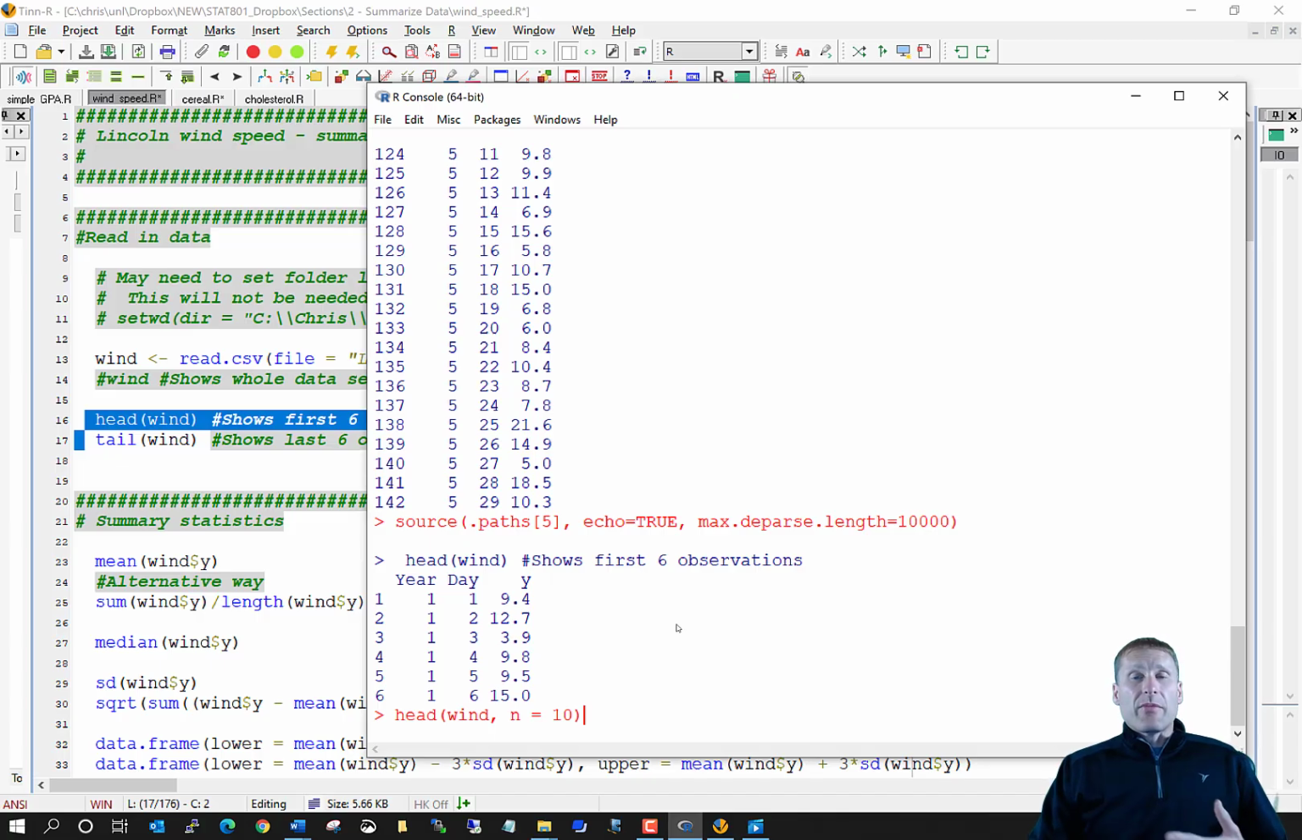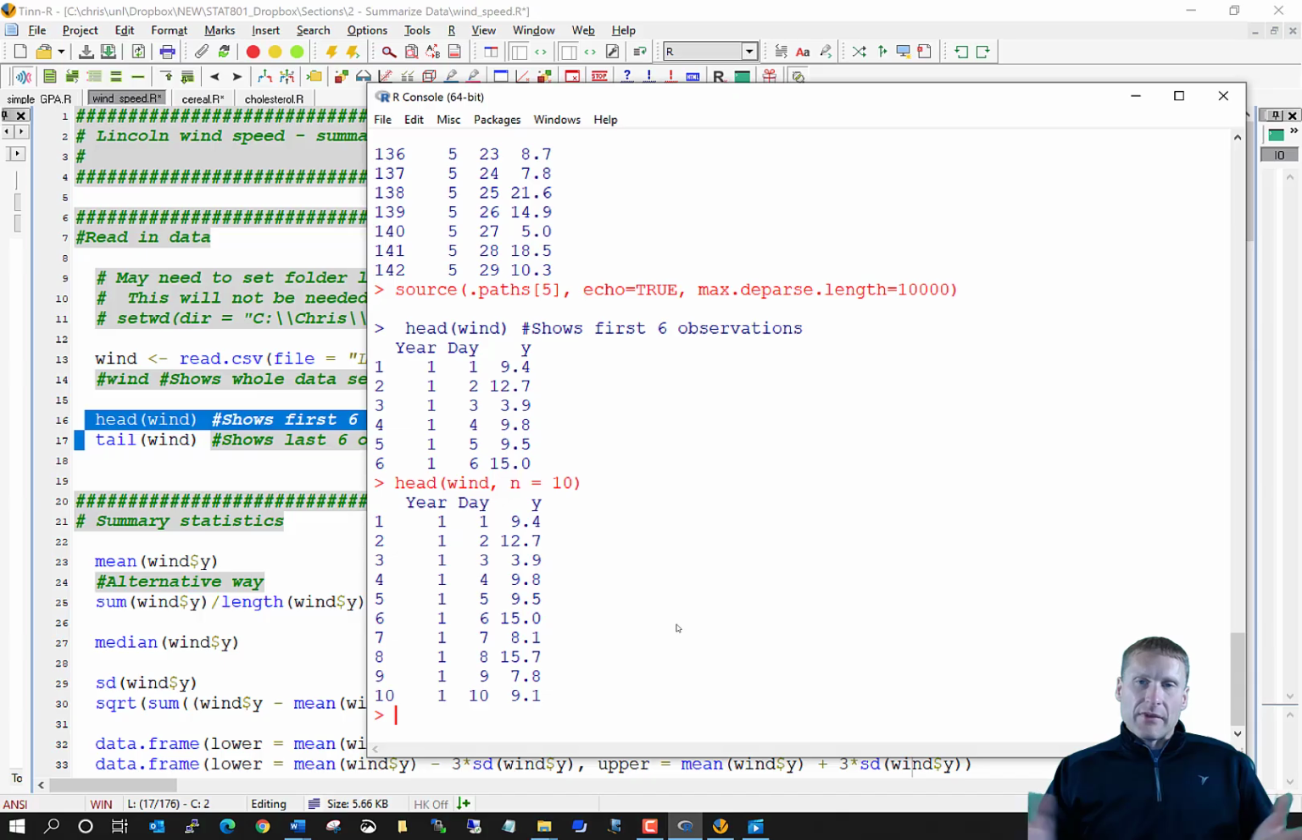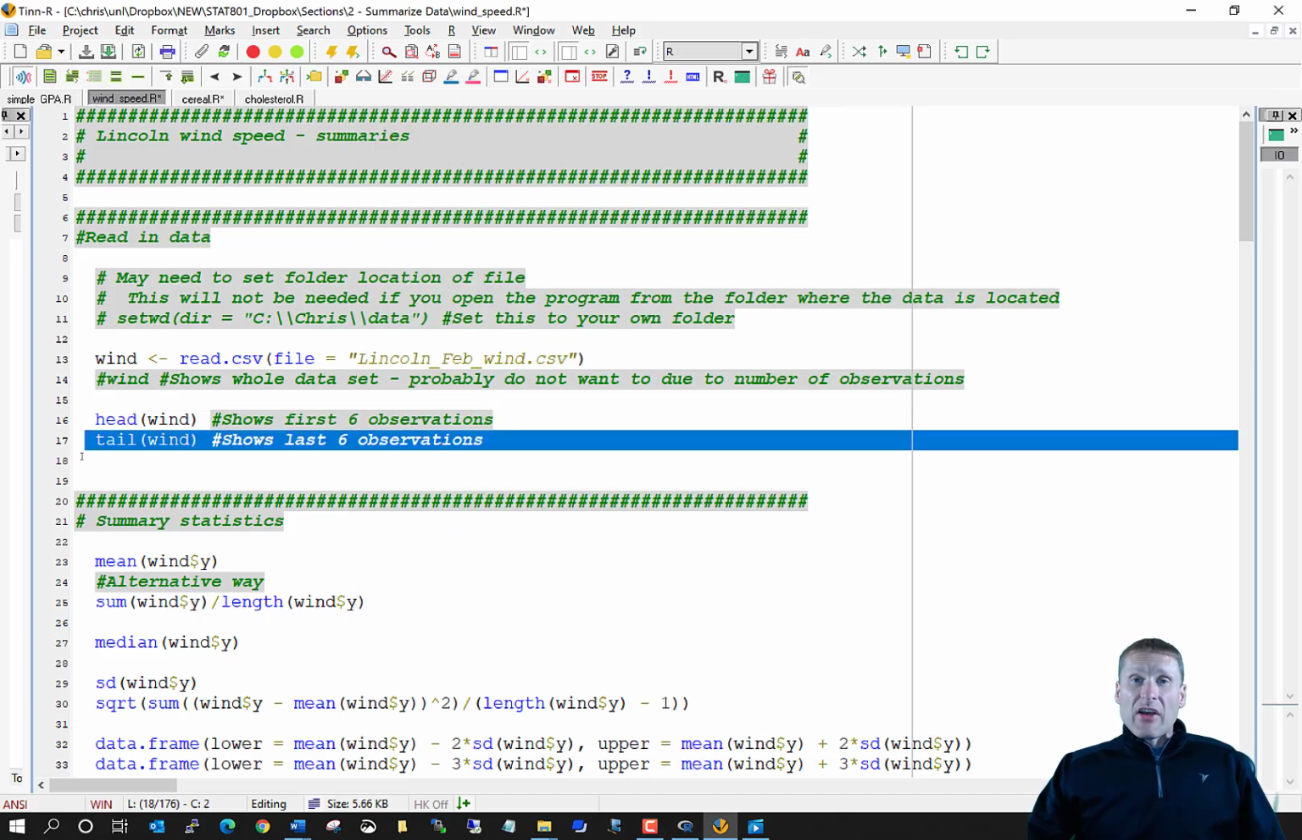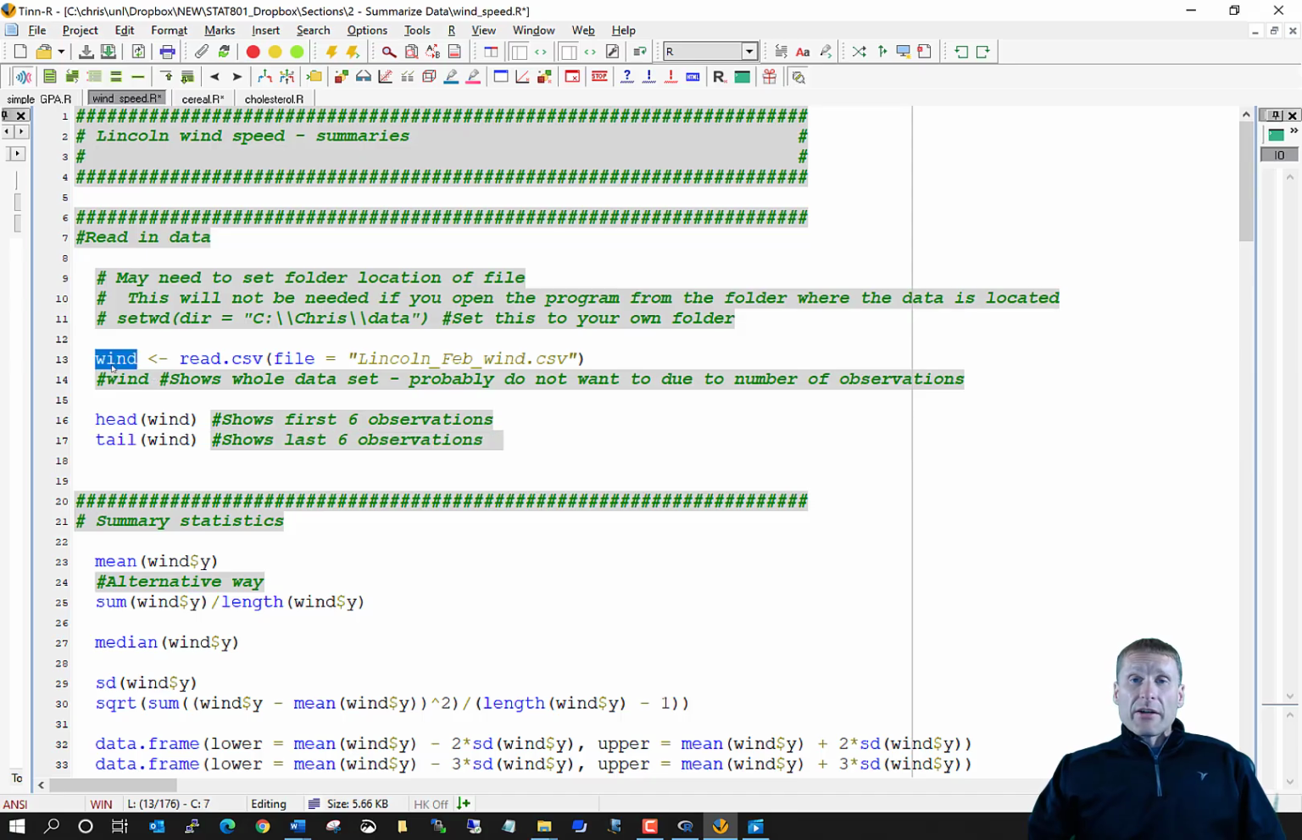You can change that by using the n argument. So let's say if I want the first 10, I use n equal 10. There's also a function called tail, which gives you the bottom 6 observations by default in the data set. Do note that wind here is actually, in R's terminology, a data frame.